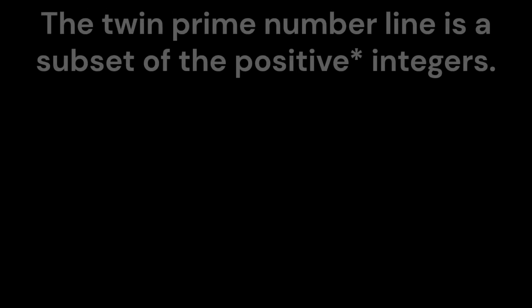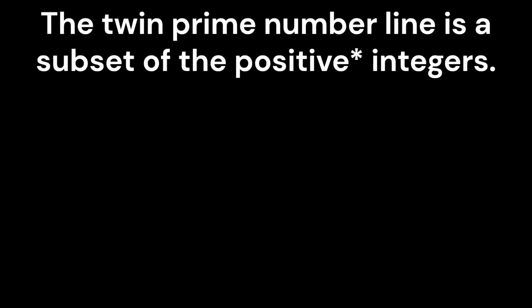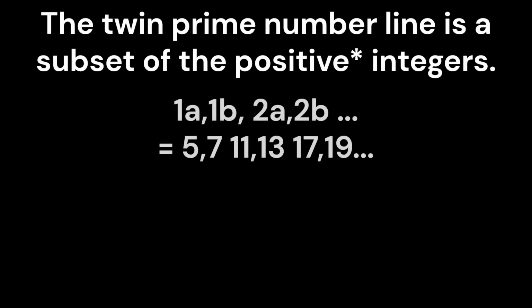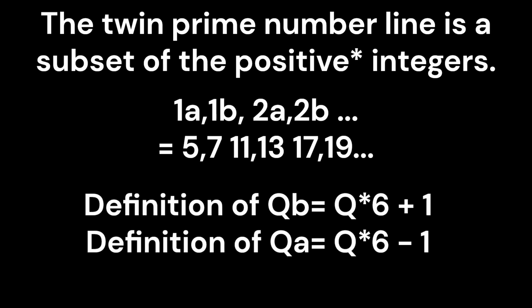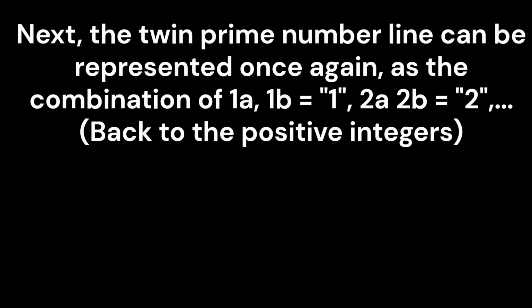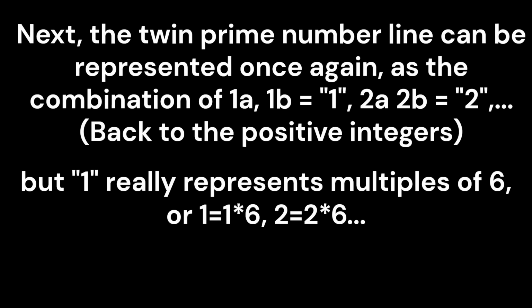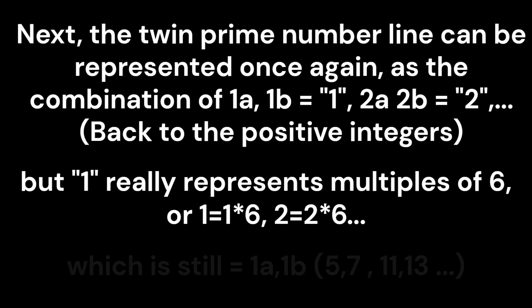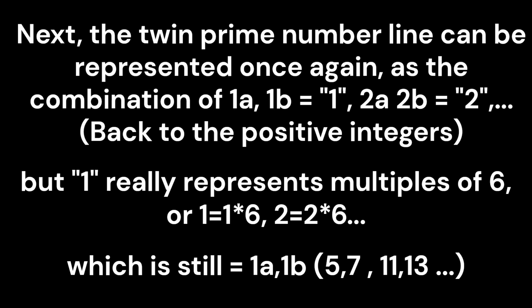Next, we can reduce the integers to the twin prime number line like this: 1a, 1b, 2a, 2b, etc., where a's and b's are the locations for all the possible twin primes, which are either x mod 6 is equal to 1, which we would count as a b, or x mod 6 is equal to 5, which we would count as an a. Then we can combine all the a's and b's together to get that 1 is equal to 6, 2 is equal to 12, 3 is equal to 18, and really what we mean by 1 is equal to 6, we mean that 1 is equal to 5 and 7, 2 is equal to 11 and 13, etc.